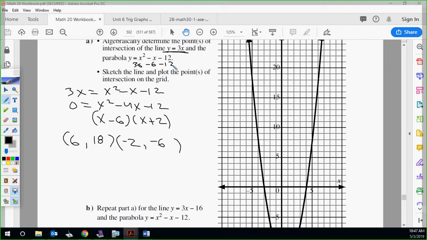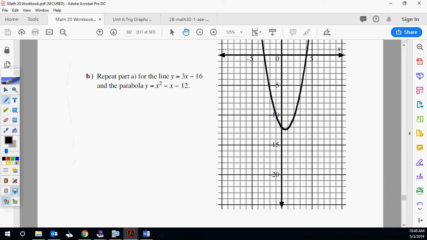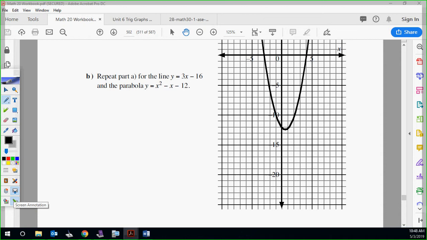Okay, so check this one out. The 3x minus 16. We're expecting how many answers from our drawing? 1. So let's see how that's going to happen. So I get 3x minus 16 equals x squared minus x minus 12. Now, let's see if we can answer this before we even do it. What happens with our quadratic formula, our discriminant, when we get one solution?